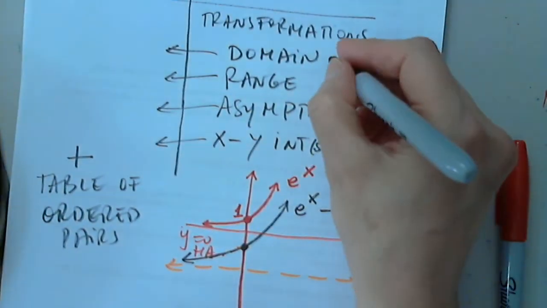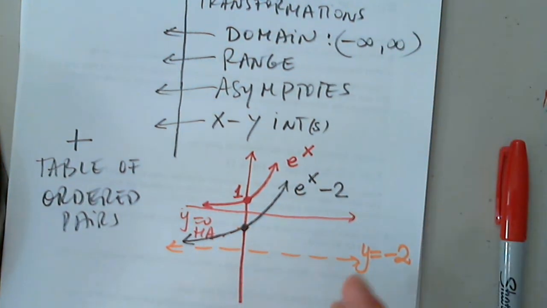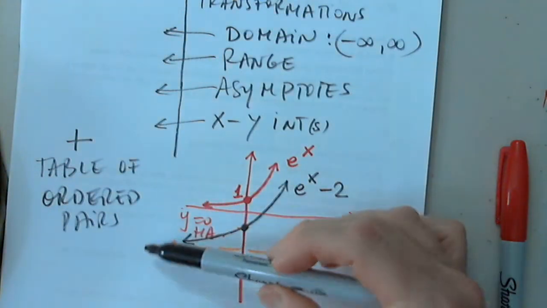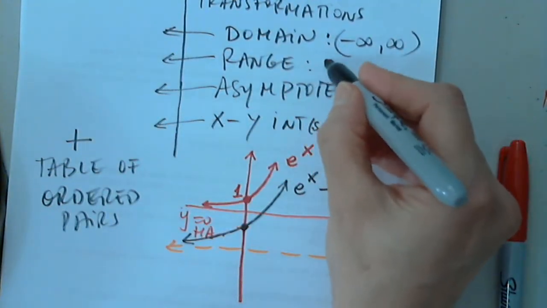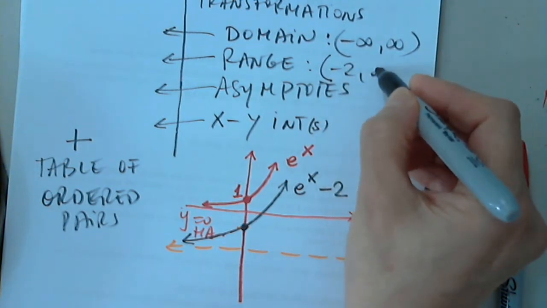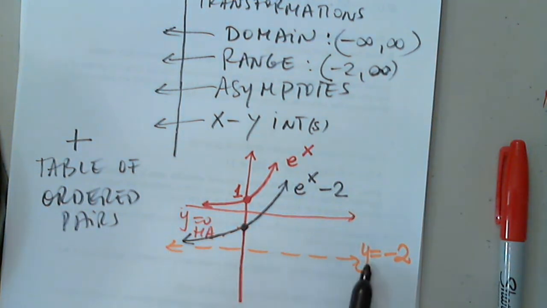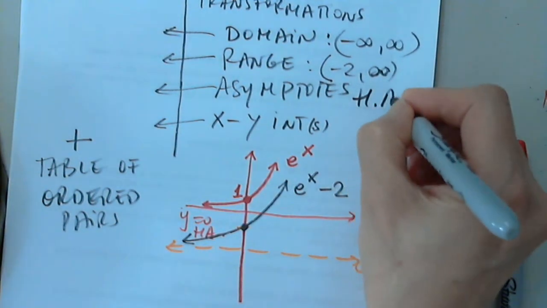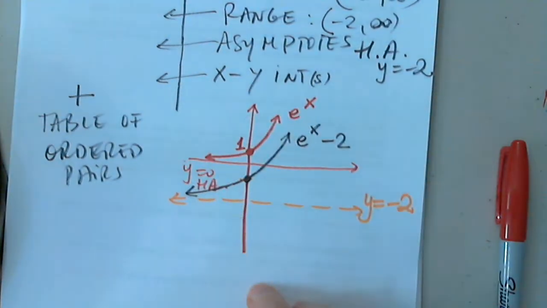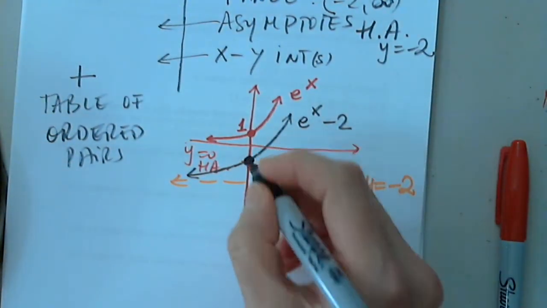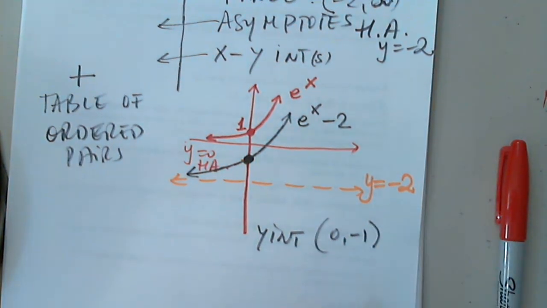The domain for this function, like for any exponential function, is all real numbers. Very clearly, the function starts at -2, so the range is open -2 to infinity. The function has an asymptote, which is the horizontal asymptote y equals -2. Now the x and y intercepts, this is very clear. The y-intercept is 0, -1.